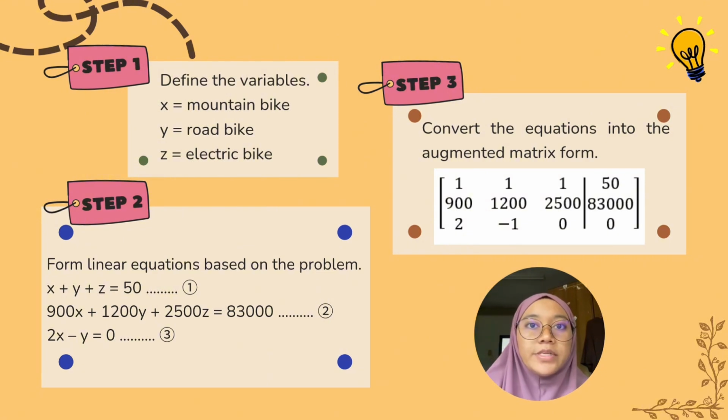X equals mountain bike, Y equals road bike, and Z equals electric bike. Step 2, we need to form linear equations based on the problem. The first equation is X plus Y plus Z equals 50. The second equation is 900X plus 1,200Y plus 2,500Z equals 83,000. Equation number 3, 2X minus Y equals 0. Step 3, we need to convert the equations into the augmented matrix form as shown.